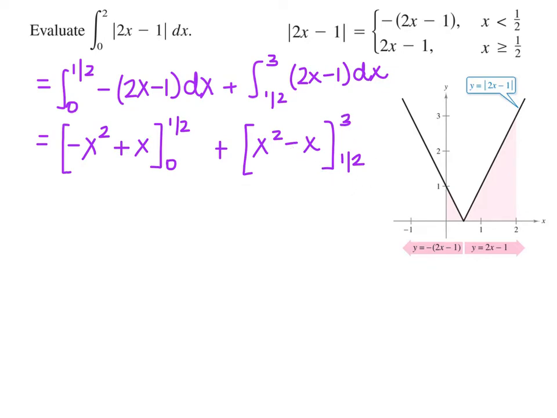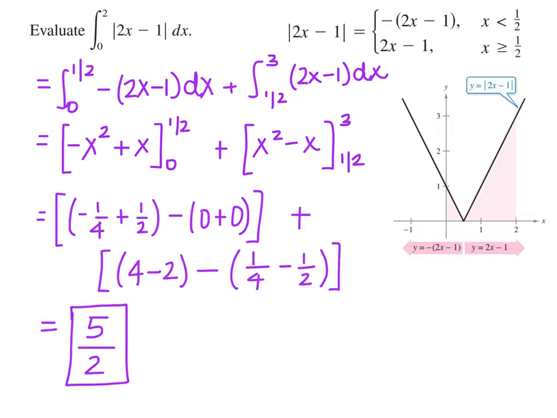So I'm going to plug in my values and figure out what the area is right here. I evaluate 1/2 into this function, which gives me negative 1/4 plus 1/2, and I evaluate 0 into this function, which gives me minus 0 plus 0. And then over here, in this bracket, I'm going to have the evaluation of 2, so x squared minus x for 2 is 4 minus 2, and then I'm going to subtract 1/2 into that expression, so that's 1/4 minus 1/2. Put that all together, and the area underneath this is 5/2. Could you have also split this up into geometric figures and figured it out that way? Of course, but this is just another way using the fundamental theorem of calculus for us to do that.